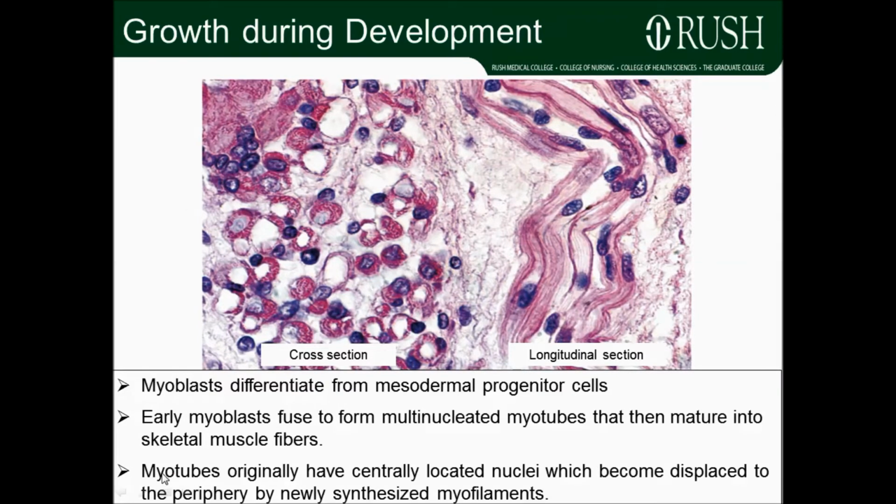How does this look? On the left you can see a cross-section of myotubes, and on the right a longitudinal section. And I think in the longitudinal section, you can appreciate that these cells still have centrally located nuclei because the contractile apparatus is not yet developed. It has not yet matured into mature skeletal muscle fiber.